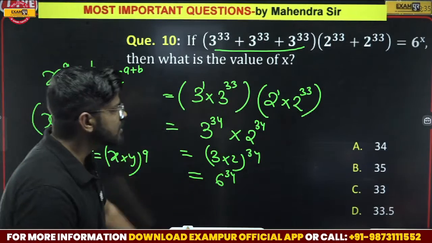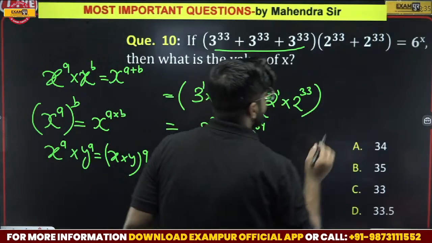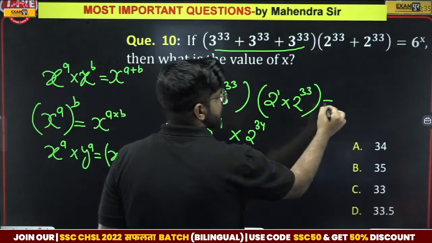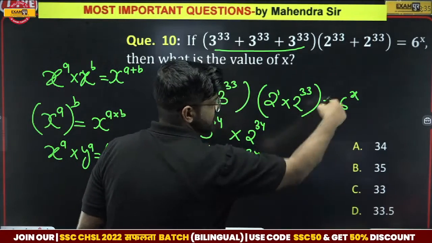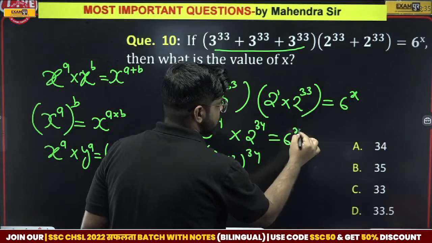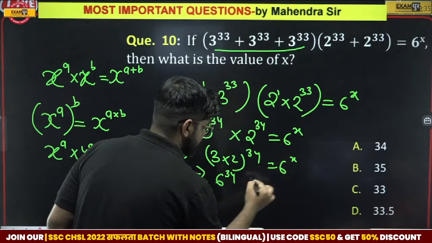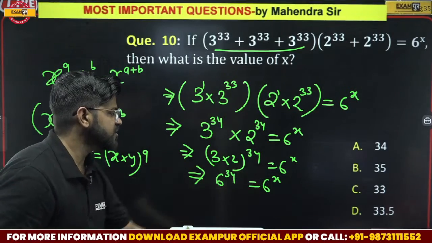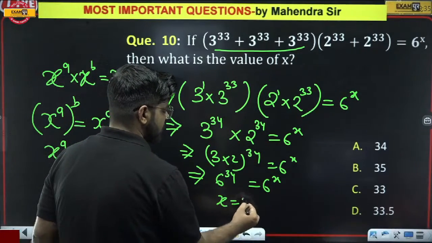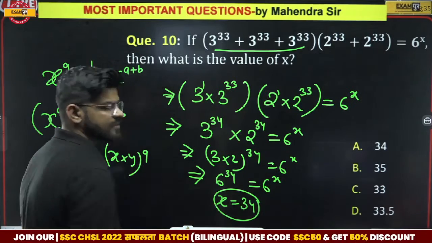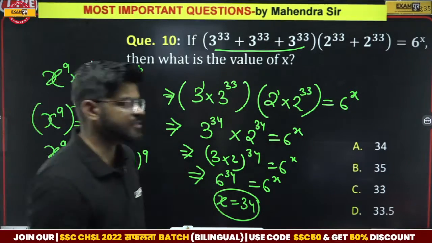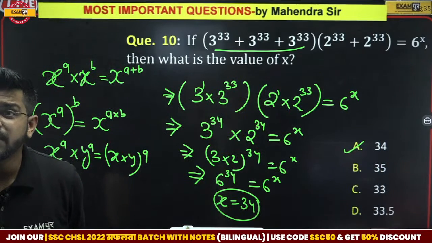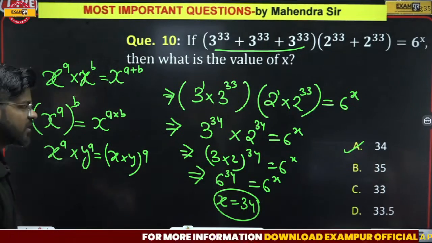Now all these things are equal to nothing but x to the power 6. Yes or no? This is equal to 6 to the power x. Now comparing, the base is same, that means x is equal to what? 34. So Sam, absolutely correct. Option number A is my right answer. Anupam is also giving the right answer.